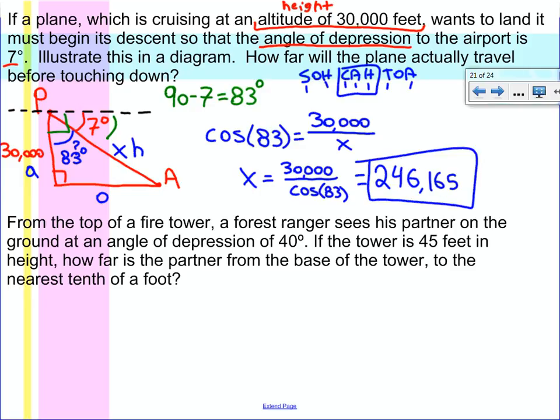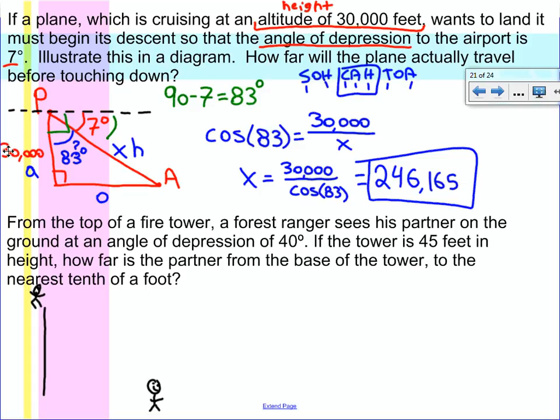Question 2 on this page. From the top of a fire tower, a forest ranger sees his partner. So we have a tower, and we have a man on top of this tower. He has a partner somewhere down on the ground that he sees. And it says here in the question that he sees him with an angle of depression of 40 degrees.